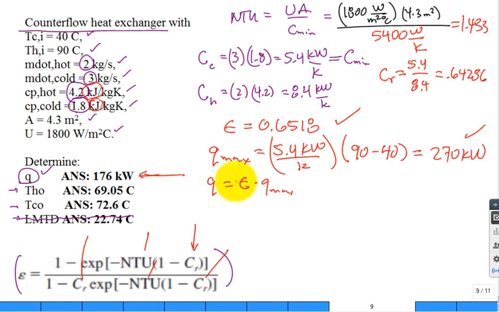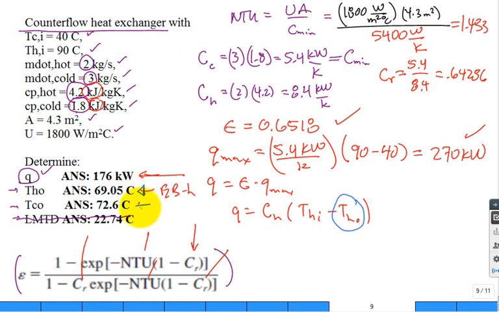All right? How about once you have that Q, it's pretty easy because the temperature hot out comes from the energy balance of the hot fluid. So we have that Q is equal to the heat capacity rate of the hot, times temperature hot in minus temperature hot out. And you just solve for the temperature hot out, knowing Q and everything else, and 69.05.